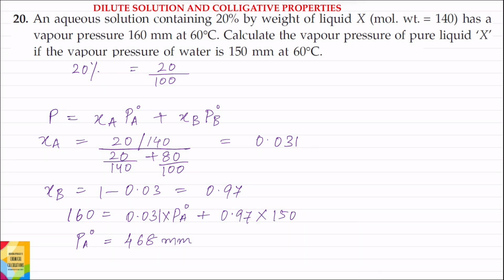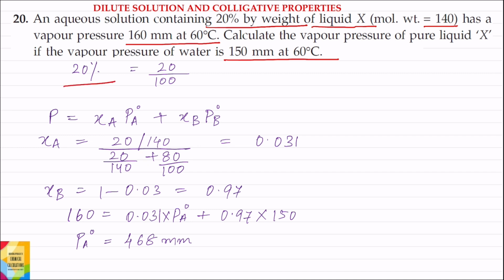Question 20. An aqueous solution containing 20% by weight of liquid X, molecular weight equals 140, has a vapor pressure 160 mm at 60 degrees centigrade. Calculate the vapor pressure of pure liquid X if the vapor pressure of water is 150 mm at 60 degrees centigrade. Now, solution containing 20% by weight of liquid X, what does it mean?